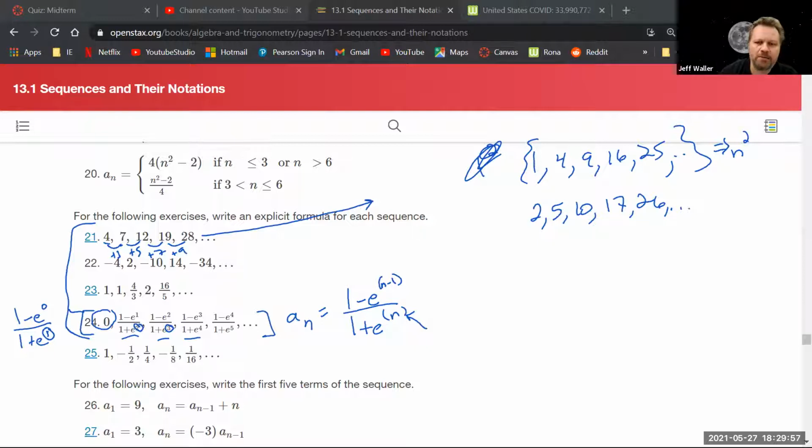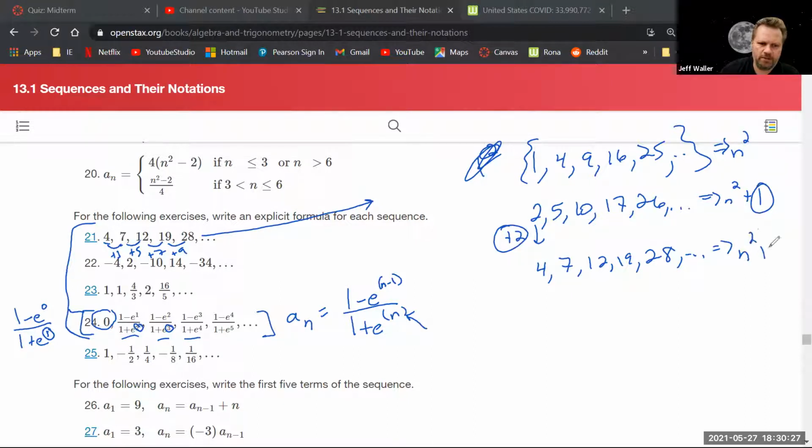But 1 squared plus 1 is 2, and 2 squared plus 1 is 5. So this would be n squared plus 1. Do you guys see where I'm going with this? What if I add 2 to everything? Isn't this 4, 7, 12, 19, 28? Does that look familiar? Yeah, this is n squared plus, well, be careful. This is n squared plus 3. See that? Because this is already plus 1, and then I added another 2.